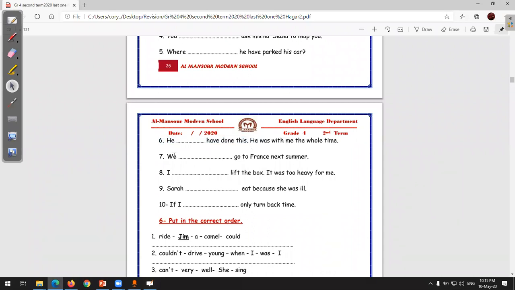Salma. Number 7. Kenzie. Enough. Number 7. We go to France next summer. Yes. We could. Excellent. We use could.